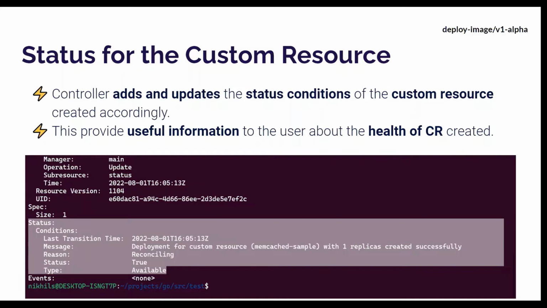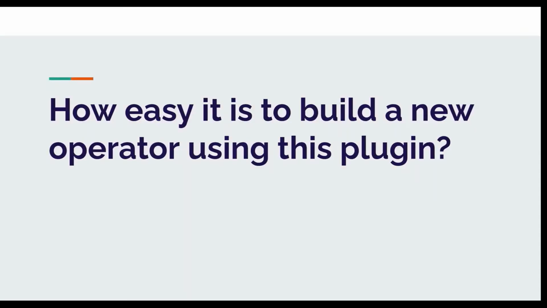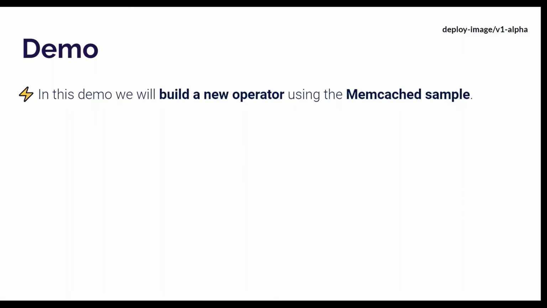The controller implementation added by default adds and updates the status conditions of the custom resource created accordingly. This provides useful information to the user about the health of the CR created. So let's see how easy it is to build a new operator using this plugin. For that, we will be doing a demo in which we will build a new operator using the memcached sample.